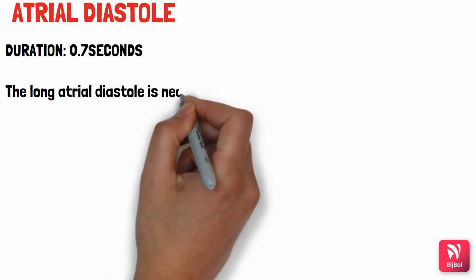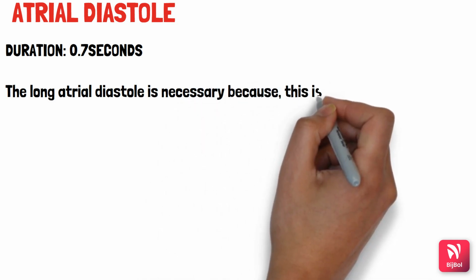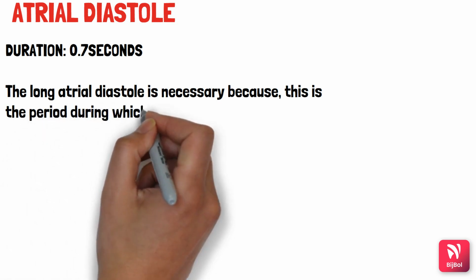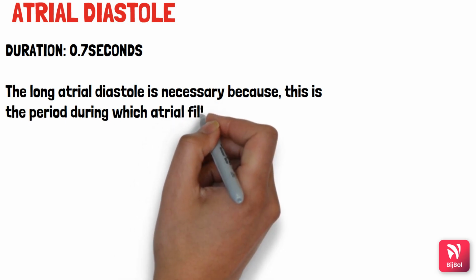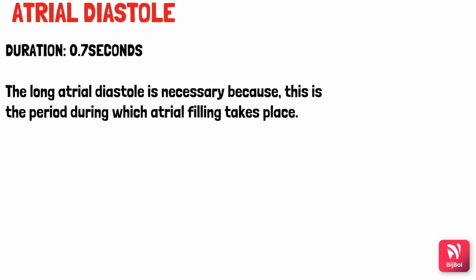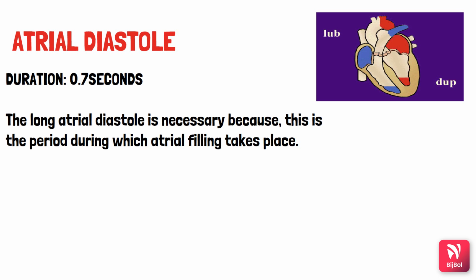Atrial diastole lasts for 0.7 seconds, and the long atrial diastole is necessary because this is the period during which atrial filling takes place. Like in the last stage, you saw that time period was also less. It was just 0.1 seconds, whereas here it is 0.7 seconds, and more blood is allowed to be filled into the atrium. As you can see, the blood is getting filled into the atrium in the picture.